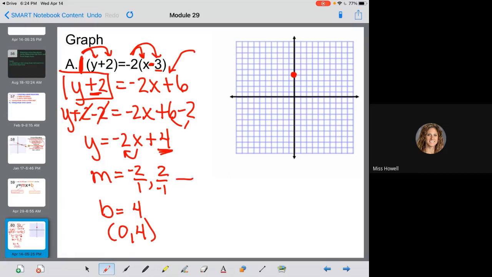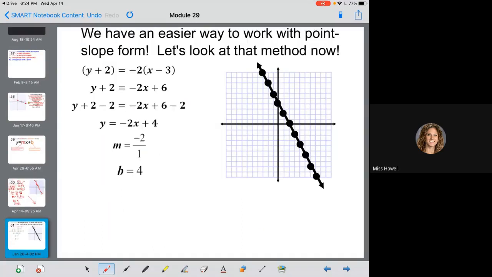Since this slope here is negative, remember that means we should have a down the mountain line when we go to graph. So be careful, make sure they match. So down 2, right 1 is one way to move. Down 2 to the right 1, down 2 to the right 1, and so on. Or you can go up 2 to the left 1, up 2 to the left 1. And then once I get here, I should be able to connect those points to draw in our linear equation.